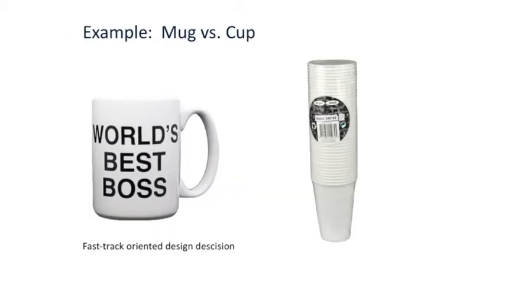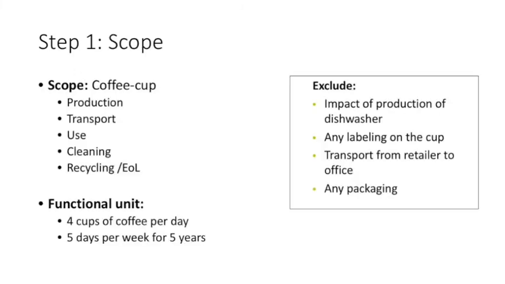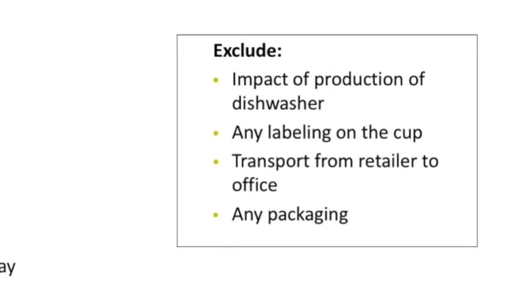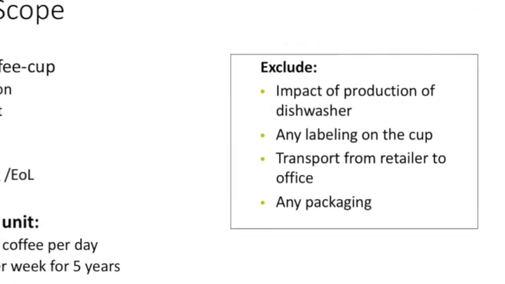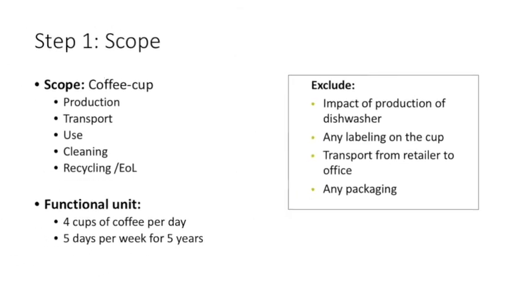To make this more clear, we can look at an example, the ceramic mug versus a plastic coffee cup. The goal is to find the most sustainable material for the coffee cup. If you look at the scope, there's the coffee cup. We can look at production, transport, use, cleaning and recycling. And the functional unit would be 4 cups of coffee per day, 5 days per week for 5 years. What we then exclude is the dishwasher, the production of the dishwasher, the labeling on the cup, the transport from the retailer to the office and any packaging. And so we have defined the scope.